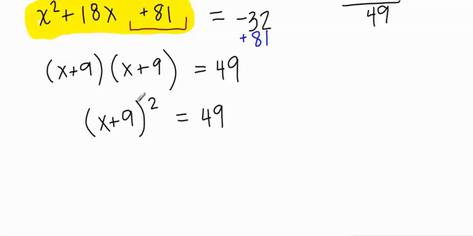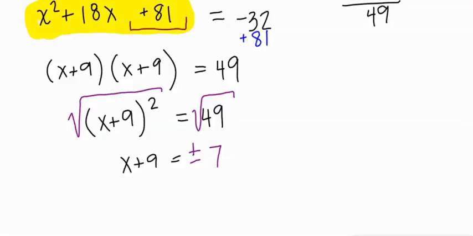Now that I have a square on the left-hand side of the equation, I can square root both sides. Now when I square root both sides, I have to remember that I have a plus or a minus that goes along with that square root of the constant. So I have plus or minus 7 on the right-hand side of the equation. On the left-hand side, the square root of x plus 9 squared is simply x plus 9.